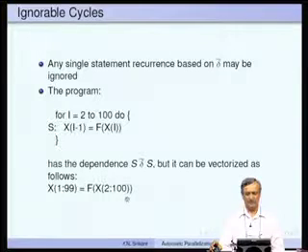X 2 to 100 reads all the values, puts them in some buffer and then computes the function f on it, and finally assigns these values to x 1 to 99. So, there is no violation of any dependence here. That is why any single statement recurrence based on delta bar may be ignored.